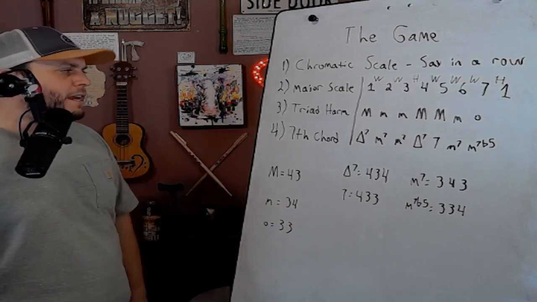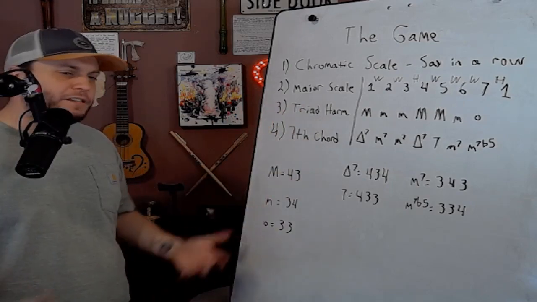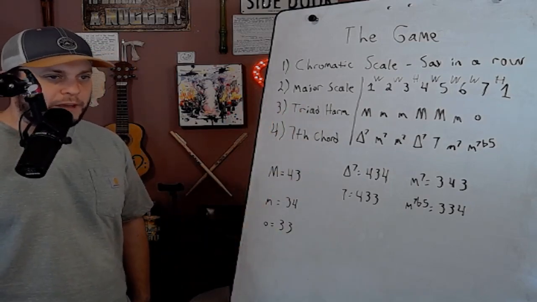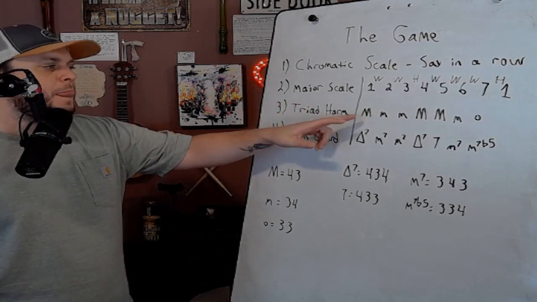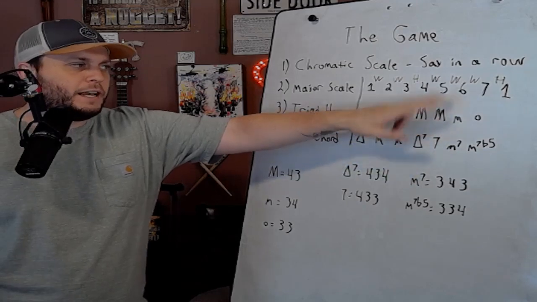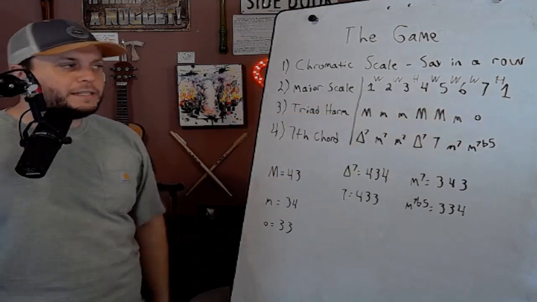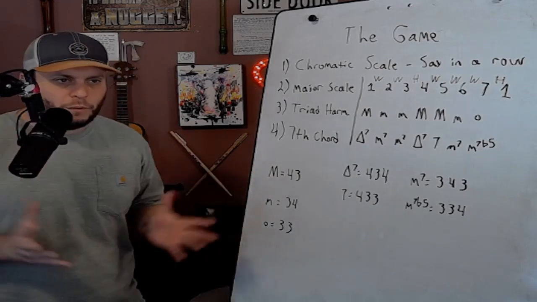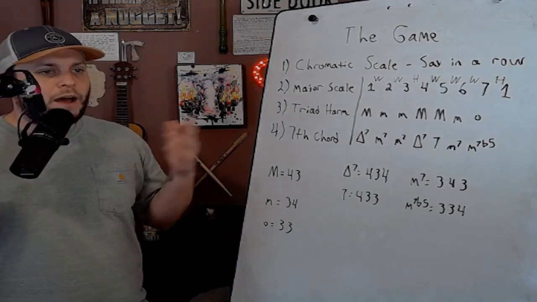Okay. Number 3 is the triad harmonization. That's a fancy term for what are my correct triads in whatever key I'm in. And we've done a video on this as well. 1 is major, 2 and 3 are minor, 4 and 5 are major, 6 is minor, and 7, that little degree sign, is diminished.